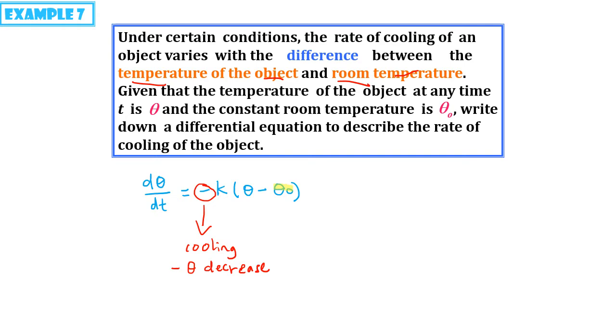Okay. And also, as highlighted in yellow there, theta naught here represents the room temperature. So we have to subtract. That's why it mentions the difference. We have to subtract the room temperature from the temperature of the object. So that will be our differential equation. Then we use this in order to solve the following question.